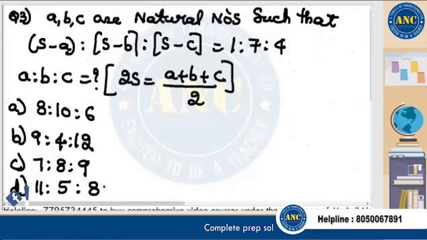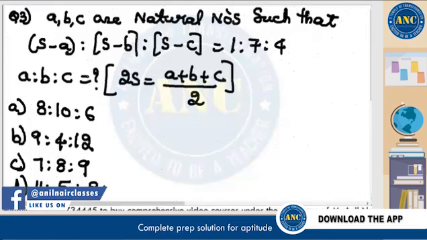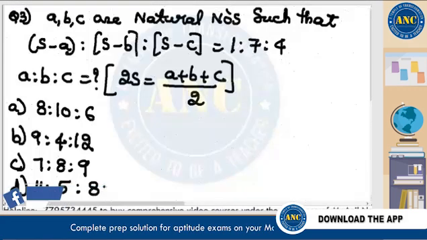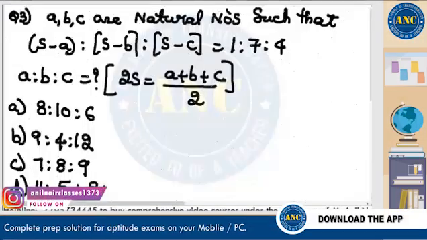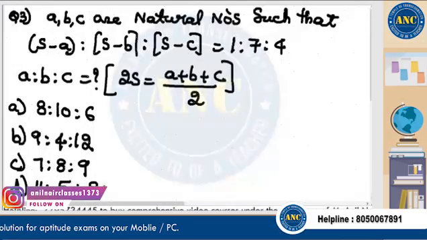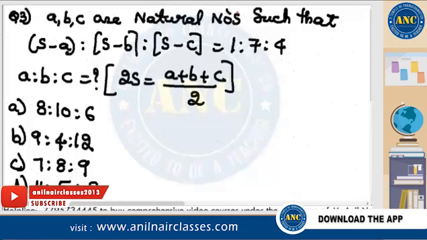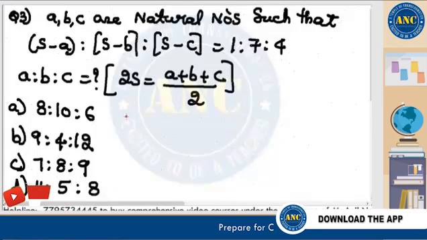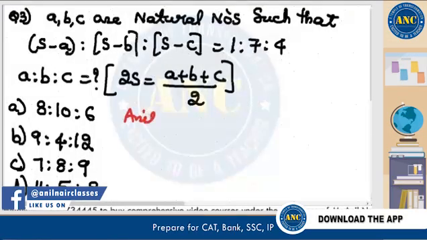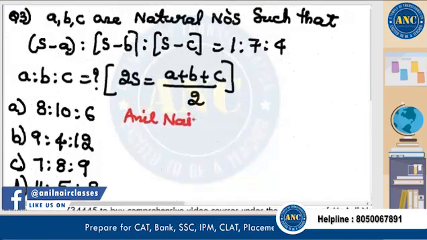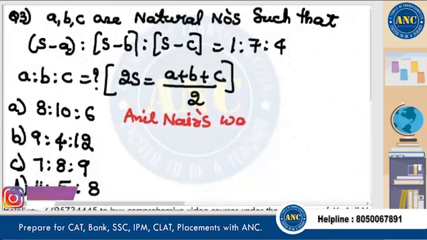A, B, C are natural numbers such that S minus A is to S minus B is to S minus C is 1 is to 7 is to 4. A is to B is to C is how much? 2S is A plus B plus C, so S is A plus B plus C by 2. Look at Anil Nair's way of solving. I don't need to solve the equation.